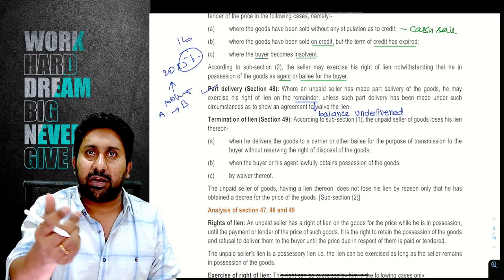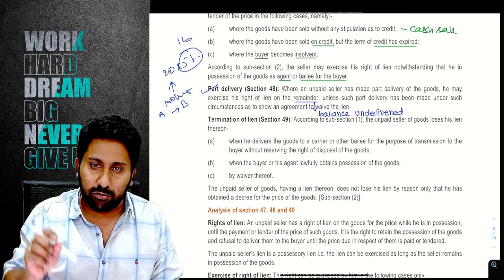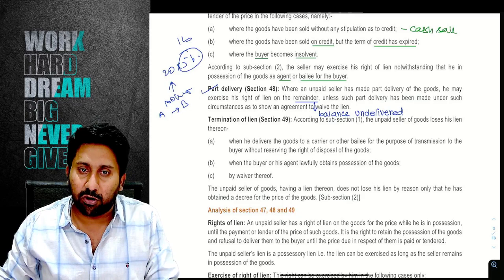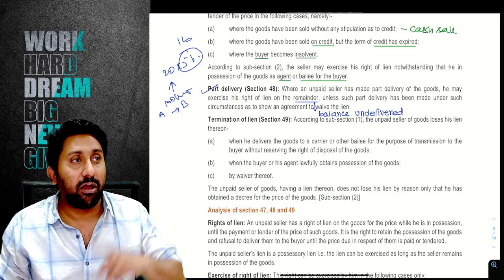One bag you have taken. You paid and you have taken. The balance you are not paying. I can stop the delivery of those goods by exercising the lien. Where the part delivery has been made, on the balance you can exercise the lien.